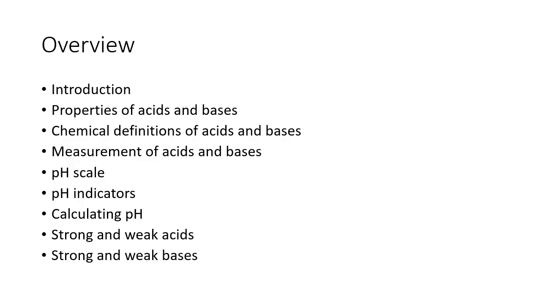Quick overview of what we'll be going over today. We're going to start with an introduction. We'll talk about the properties of acids and bases, and then we'll chemically define acids and bases. We'll talk about how we measure acids and bases with the pH scale and using pH indicators. And then we're going to calculate pH of strong and weak acids and of strong and weak bases.